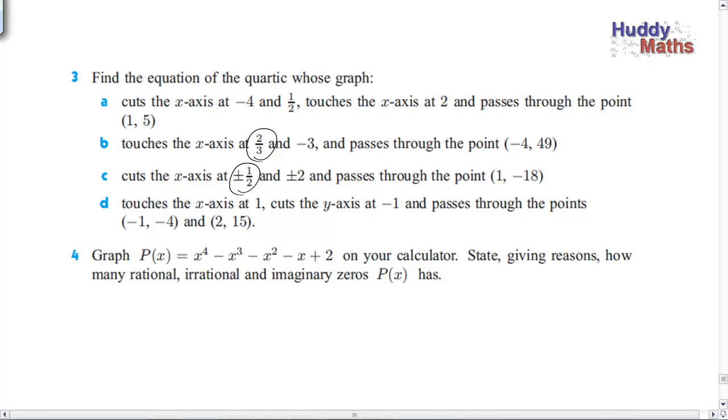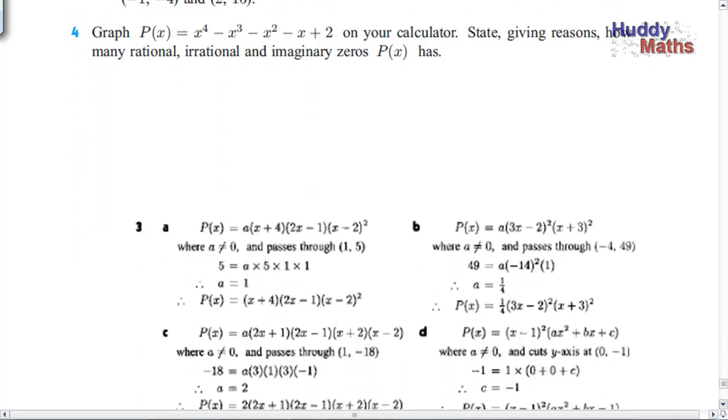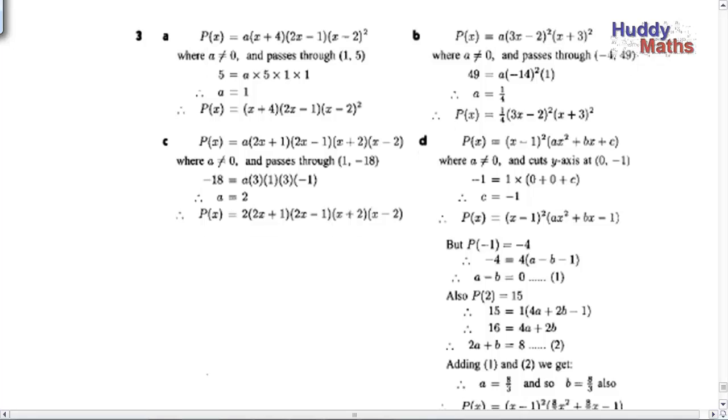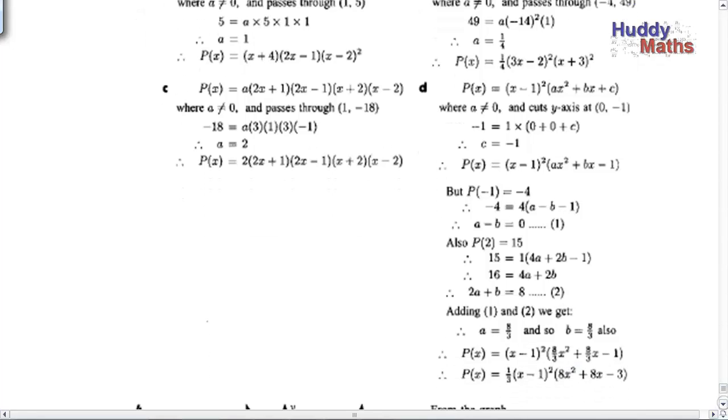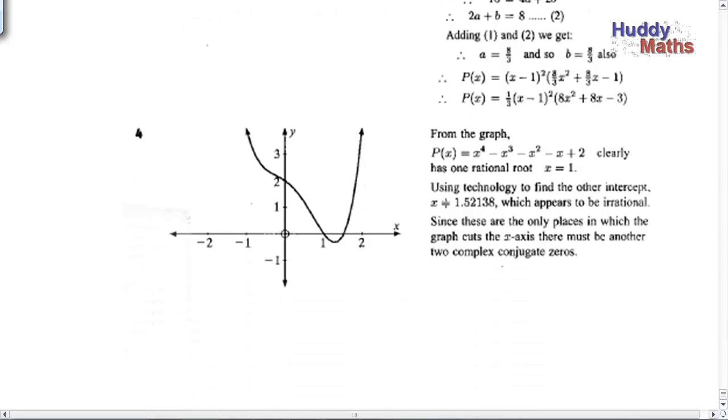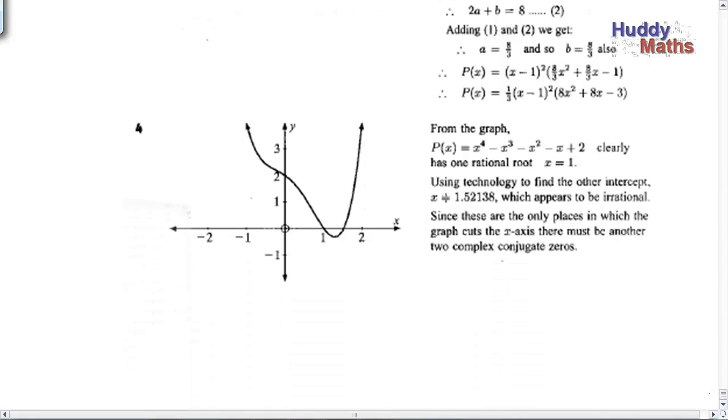Okay, let's have a look at the answers. There's question 3, A, B, C and D. Oops, just fit in that last little bit there for D. And then finally question 4. All right, and that's the end of that one.